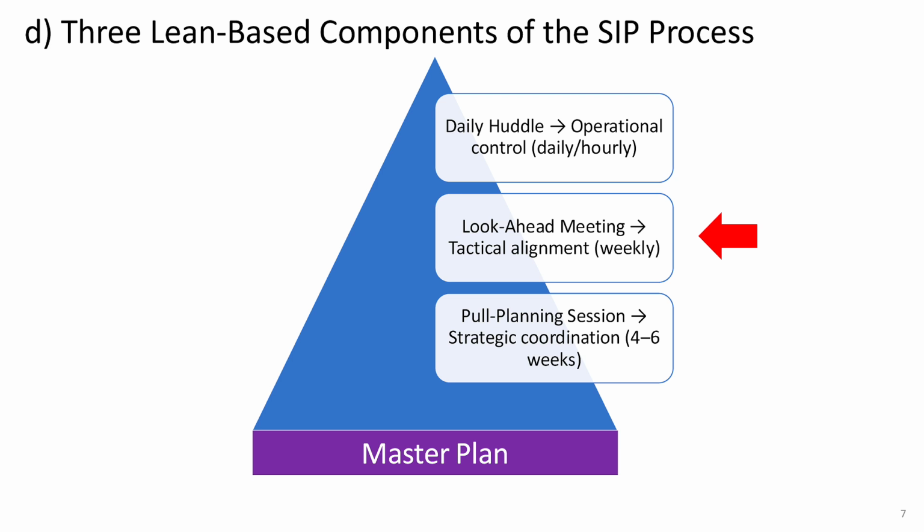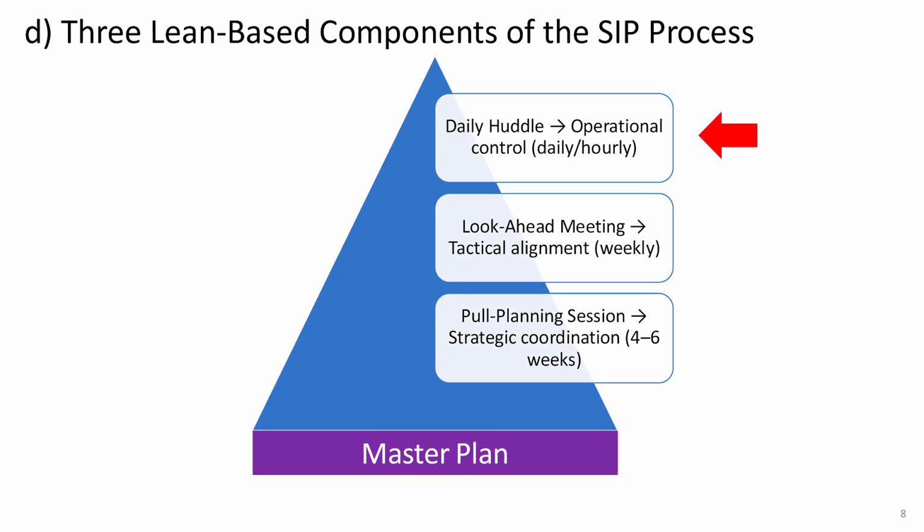This zooms in on what's coming up in the next few weeks. Here we get into the details, assigning specific tasks like installing HVAC ducts in a certain zone, figuring out who's doing what, and making sure materials and equipment are lined up. It's also where we identify risks, like bad weather or permits, so we can plan around them.